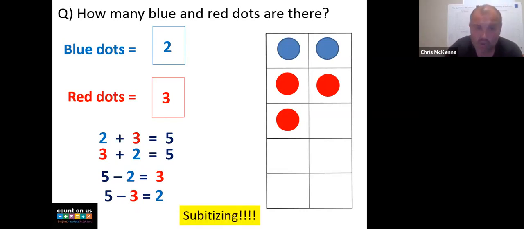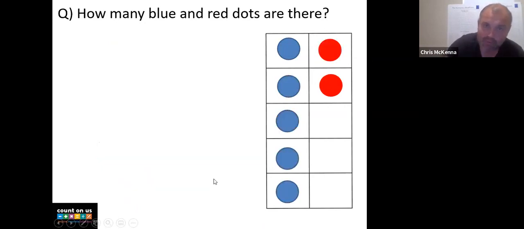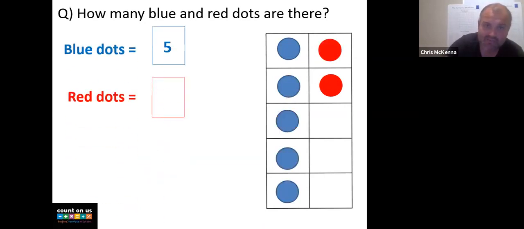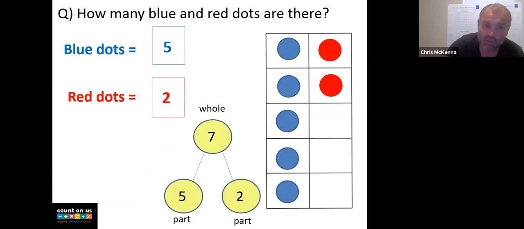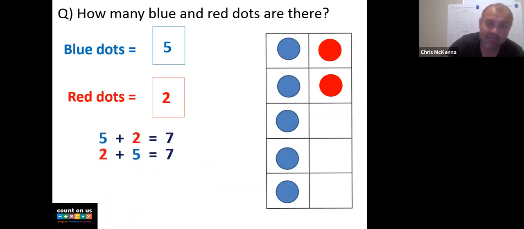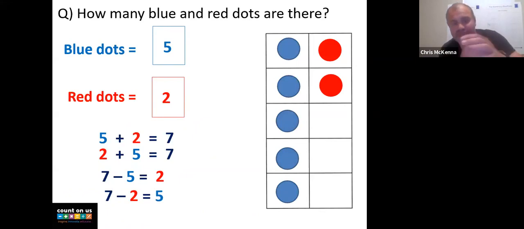Again, this is linked to our subitising earlier on that we did. How many blue dots? How many red dots? We can see it's 5, we can see it's 2, we can draw the number bond picture, we can again link it to subitising. But again, we can write down our mathematical sentences. 5 add 2 equals 7, 2 add 5 equals 7, 7 take away 5 equals 2, 7 take away 2 equals 5.